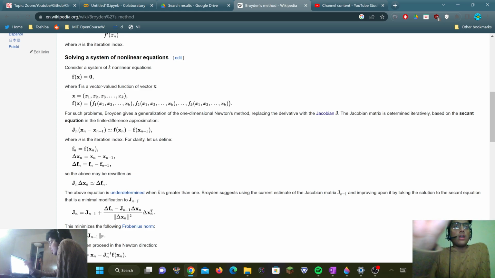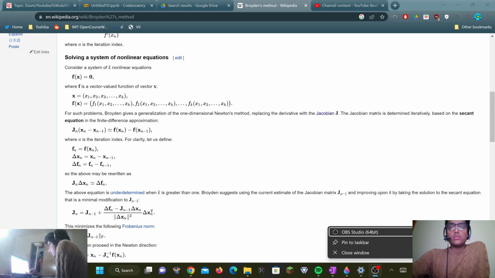And so the quasi-Newton method, this here, assumes linearity, specifically J sub n times (x_n minus x_{n-1}) equals f of x sub n minus f of x sub n minus 1. So let's get into this actual derivation.